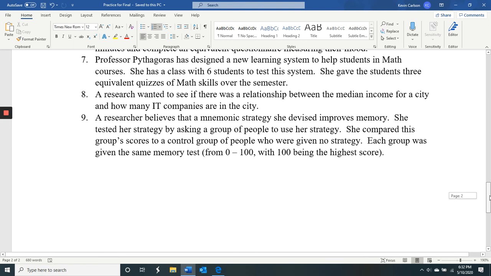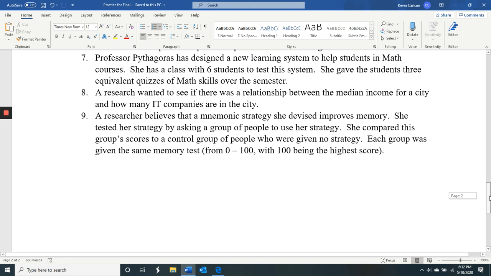Comparing 2 things, t-test. Comparing 3 things, ANOVAs. Comparing 2 separate groups, we're talking about independent t-test or one-way ANOVA. If we're comparing the same people, we're talking about paired t-test or repeated measures ANOVA.